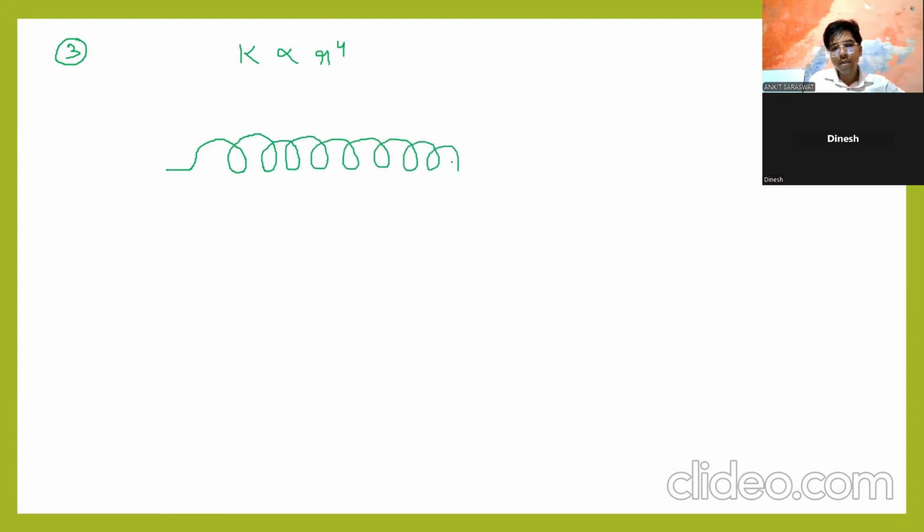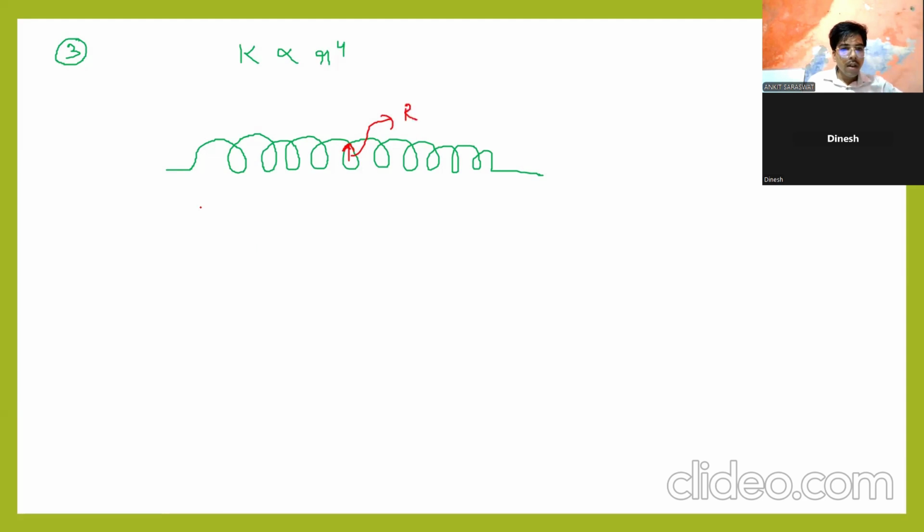You can write the third property. K is directly proportional to r to the power 4. What is r? Small r, I will tell. Let us suppose this is the spring. If you observe carefully, this spring has some radius. This is r.